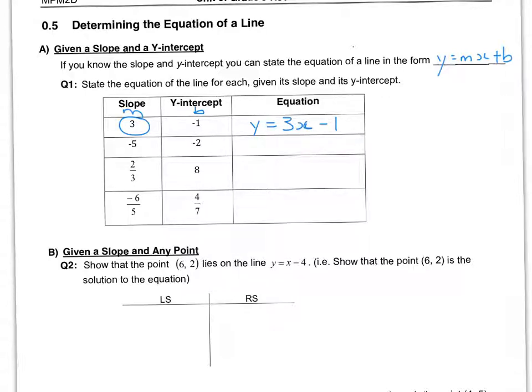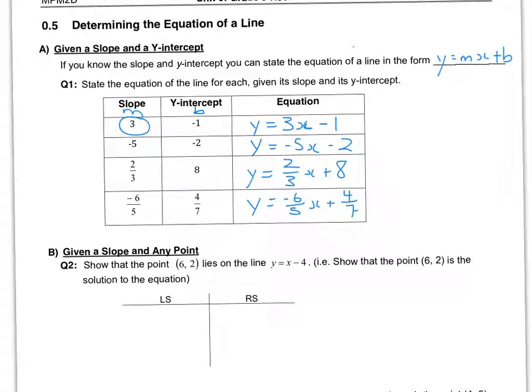Okay, if you check your work here, you should have y equals -5x, subtract 2, y equals 2/3 x plus 8, and y equals -6/5x plus 4/7.